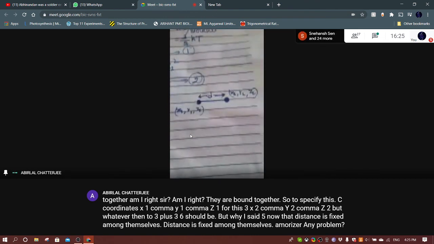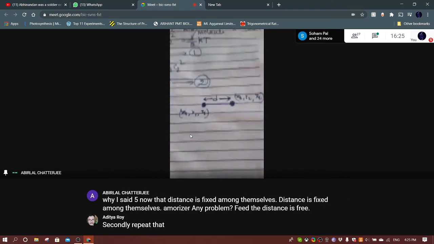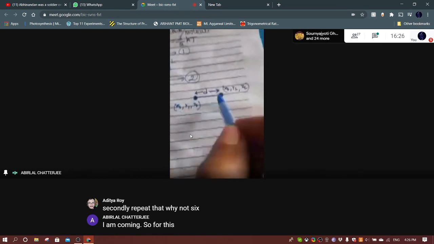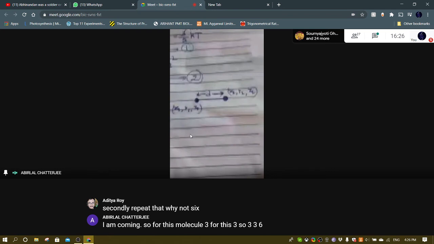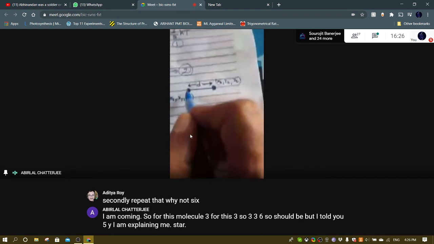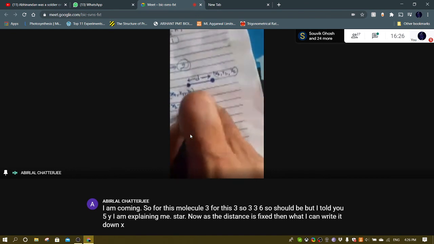So for this molecule, 3, 3 and 3 make 6, so it should be 6. But I told you 5. Why, sir? I'm explaining. Now as the distance is fixed, what can I write down?